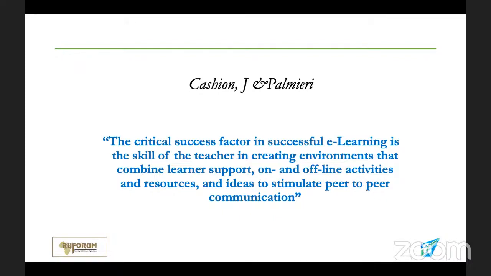What it means is that as we teach, there are a variety of activities that we offer, but how we are able to offer them to provide what we call learner support and all that stimulates peer-to-peer communication is very, very important for effective e-learning. So we need to take that very seriously right from the word go as we try to interface with the training that is being offered.